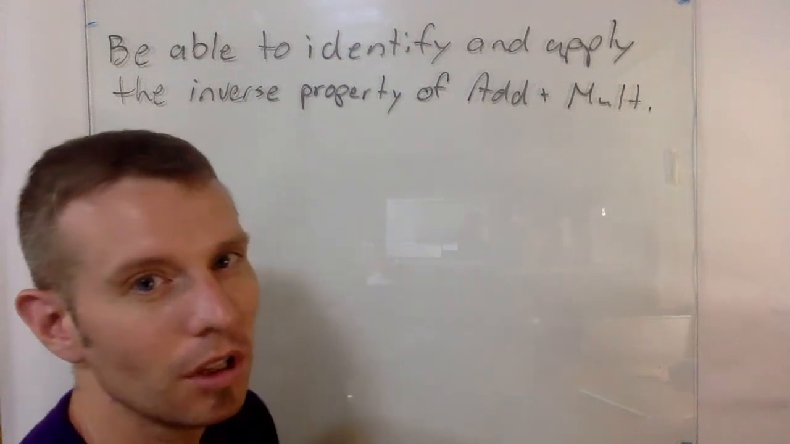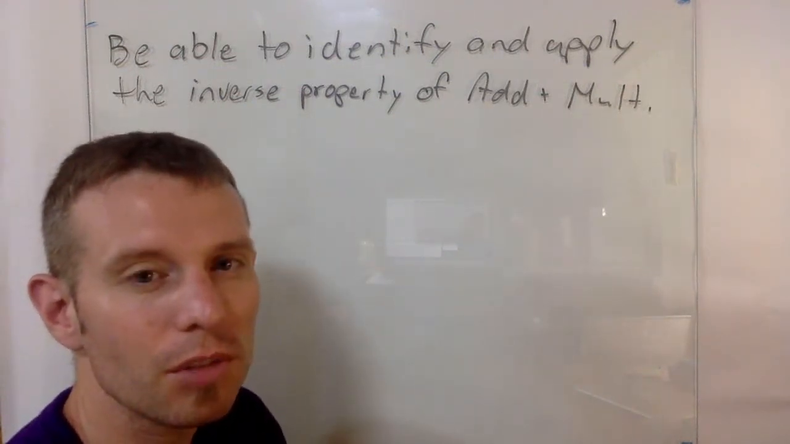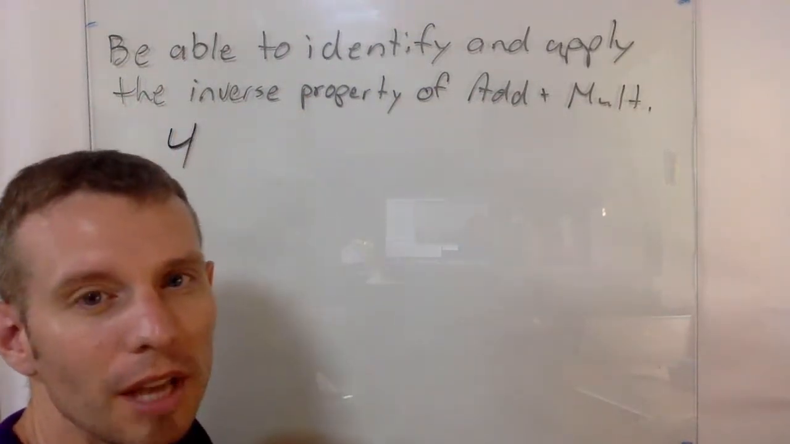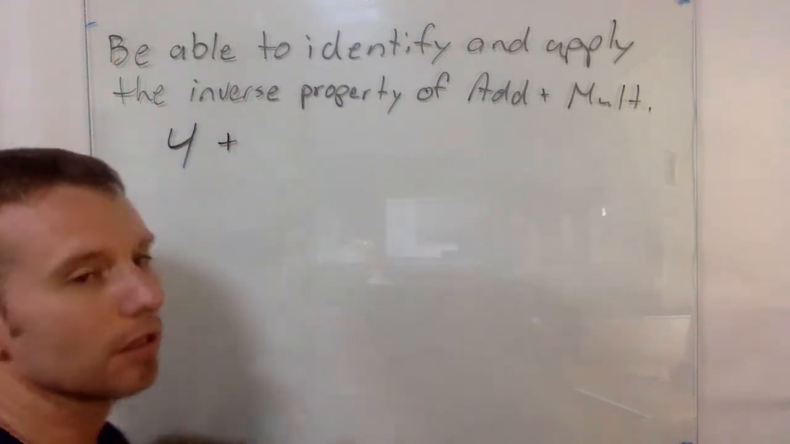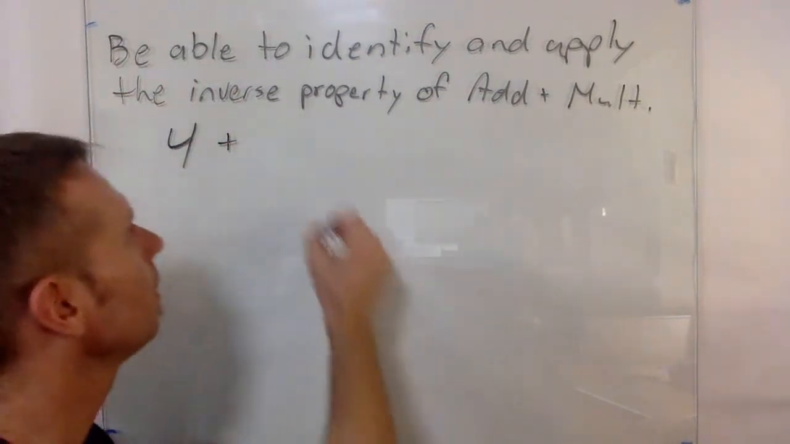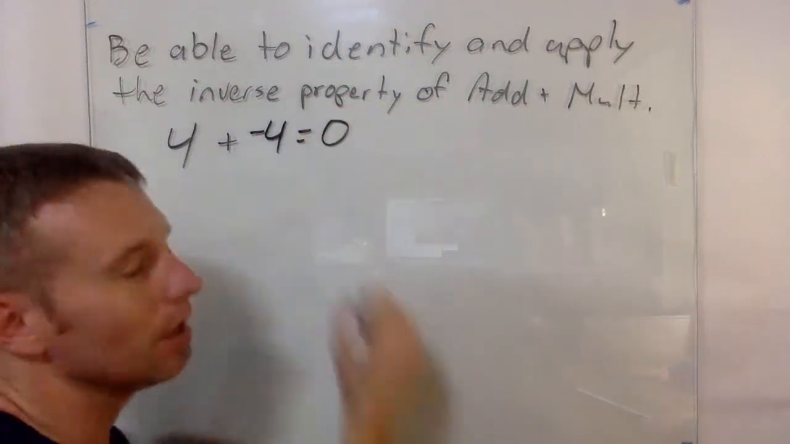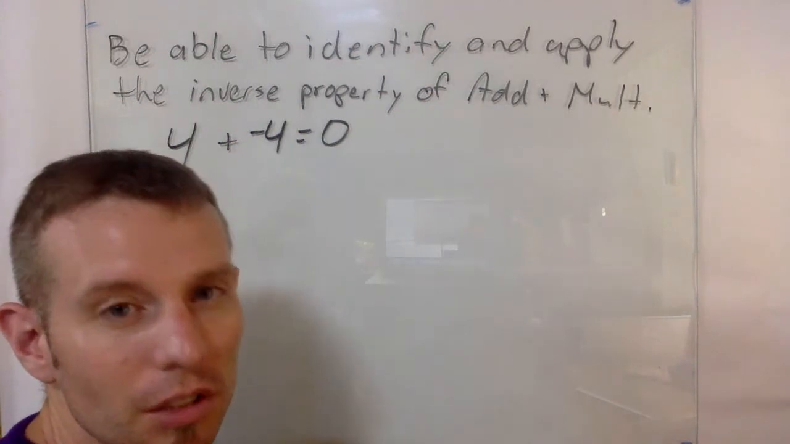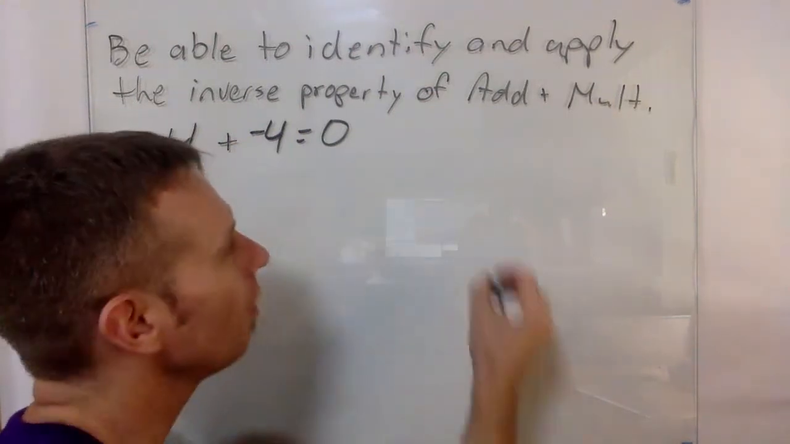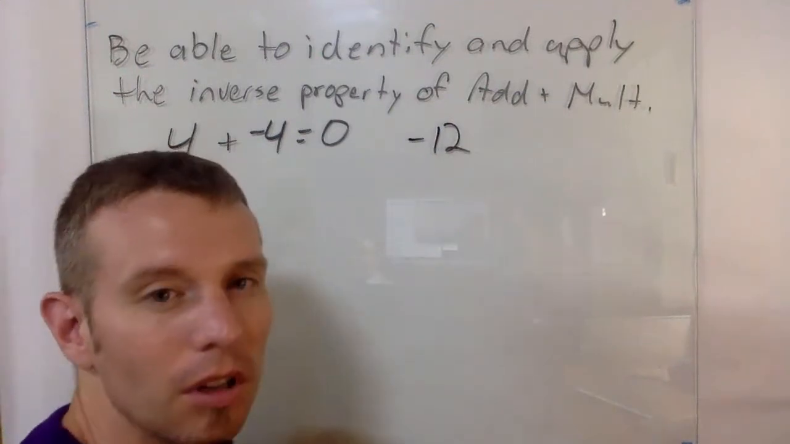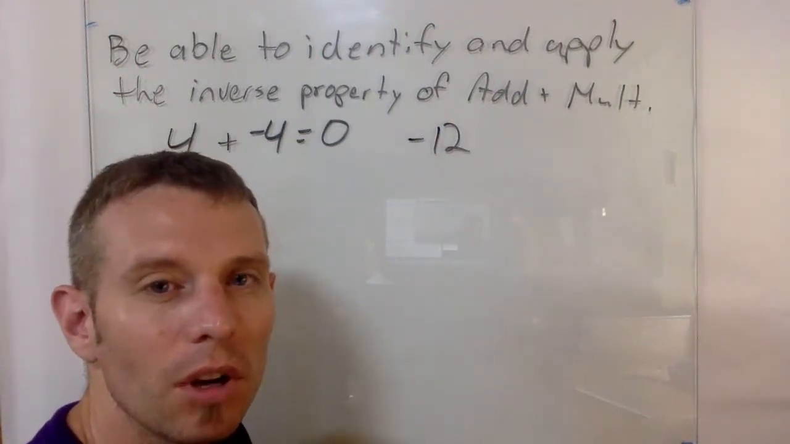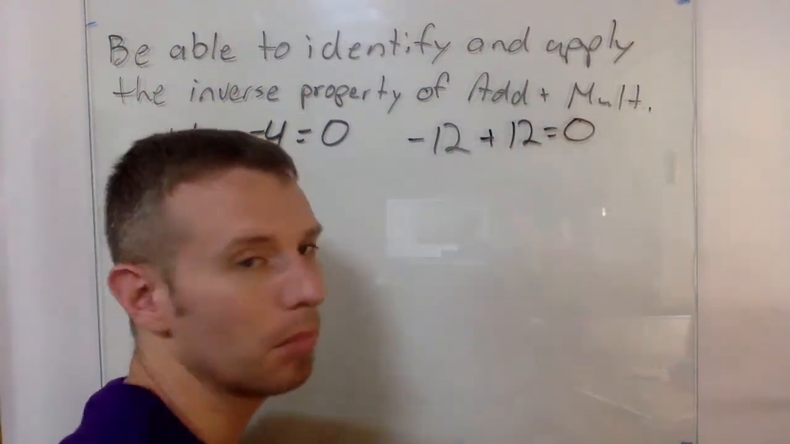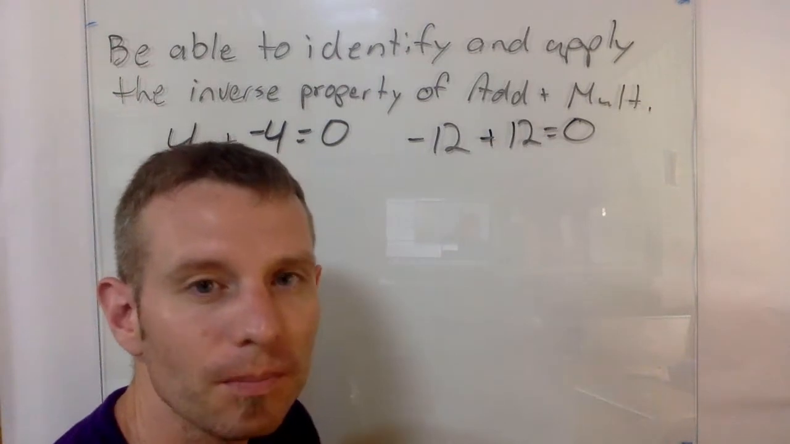So for example, to use the inverse property of addition for something like 4, you would add -4, and that would give you 0. If you wanted to use the inverse property of addition for a number like -12, what do you need to add to -12 to get 0? You would, of course, add +12, and that gives you 0.